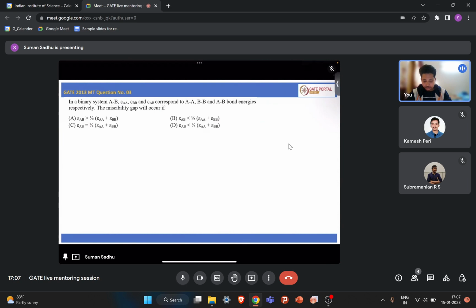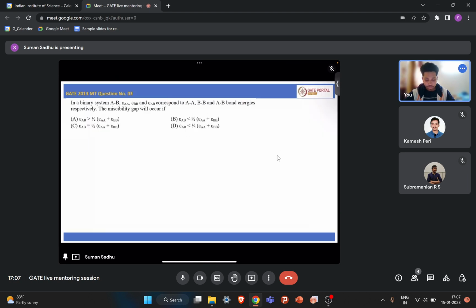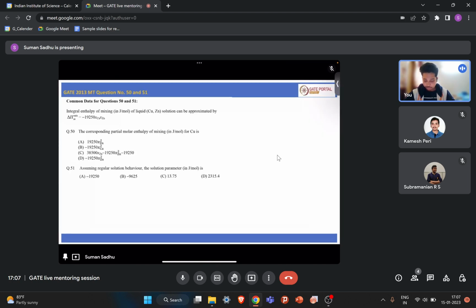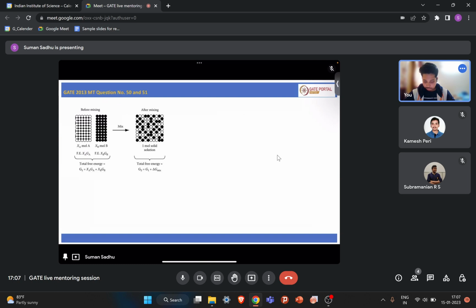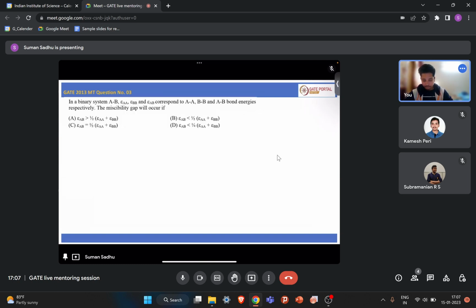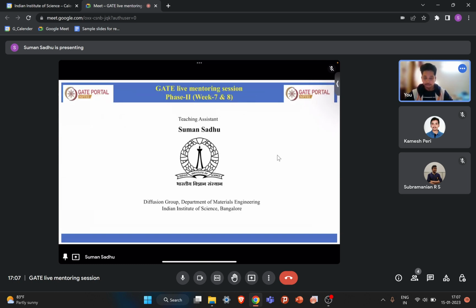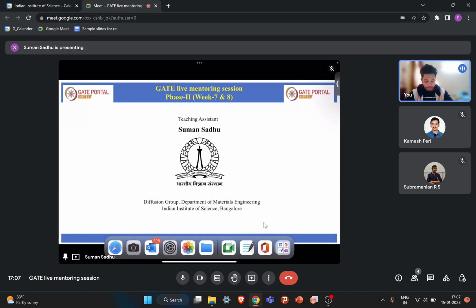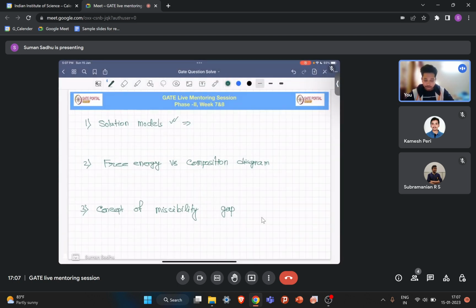Mostly these questions will be related to solutions, so that's why I will first cover those topics, so that it will be easy to understand. Most of the questions are related to solutions, so it will be better if I cover the concept of the solution and the free energy versus composition diagram. Then I will move to the different questions, and we'll solve them together. Okay, so let's start.